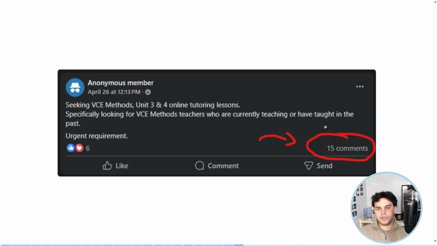And what you don't want to be doing is you don't want to be stuck here where someone's posted on this tutoring forum, they've asked for a specific tutor for a specific subject, and you see 15 people have almost instantly commented. You don't want to be stuck in these 15 people. You want to be carving out a market and carving out an audience for yourself to actually market to specifically.